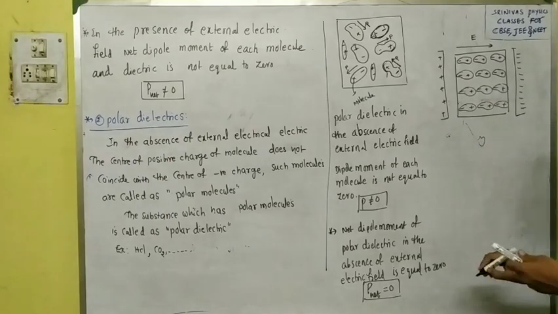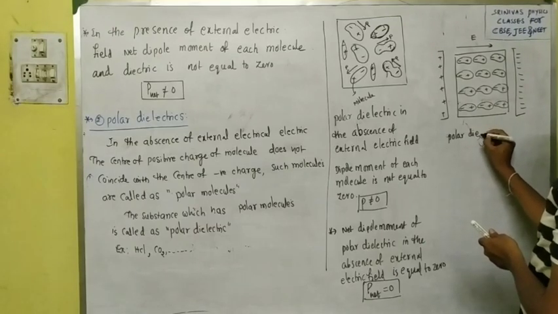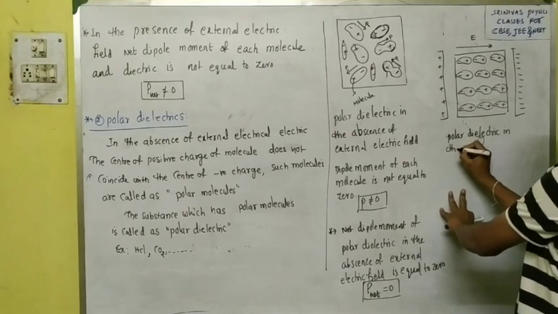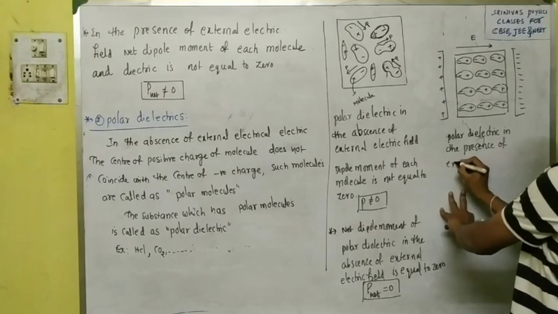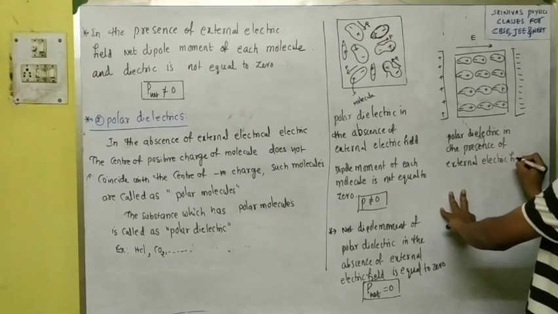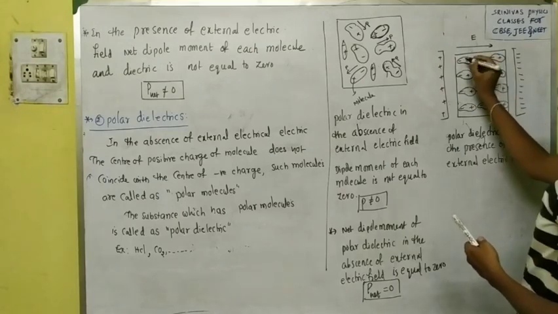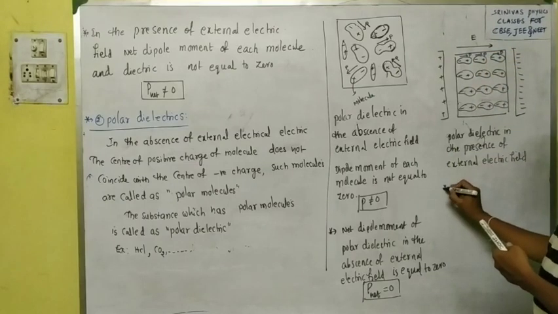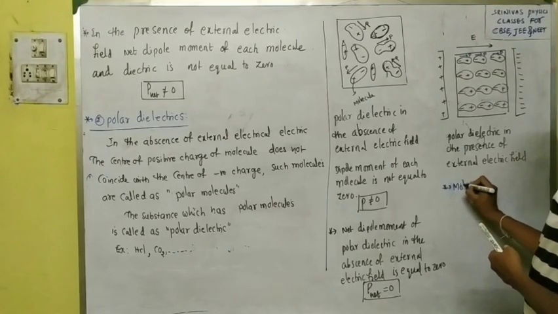That's why, what happens in this case? This is a polar dielectric, in the presence of an external electric field, right? What happens here? Every dipole has a dipole moment, right? Like this, P. That means now each molecular dipole moment is not equal to 0.